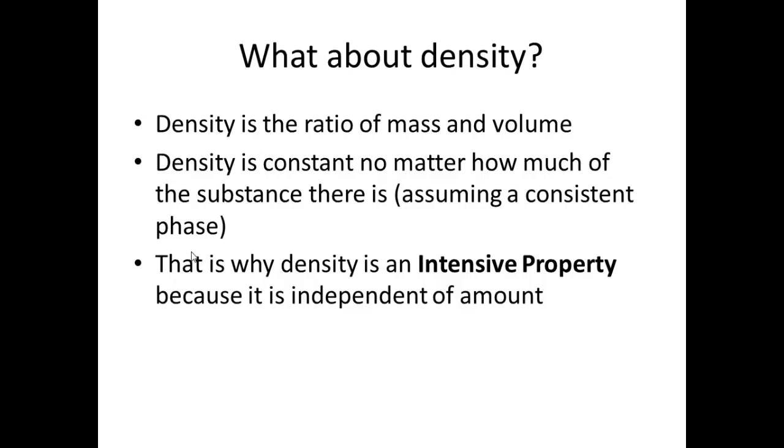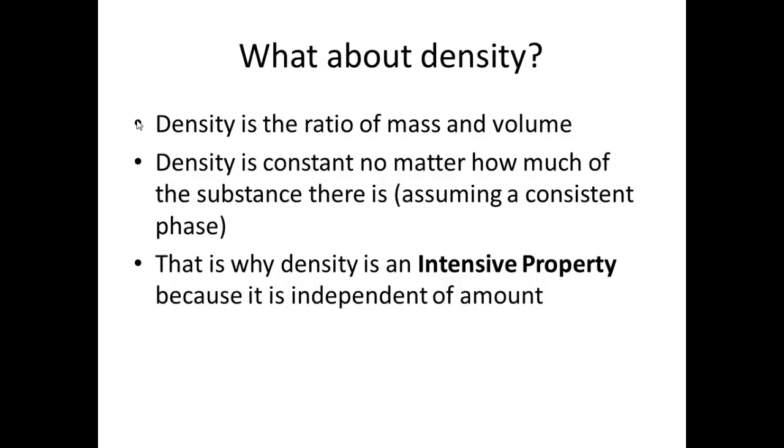Moving forward. Density, and this is what you want to write down. You want to write the first two bullets right there. Density is the ratio of mass to volume. Now, I know that you guys talked about ratios in algebra and geometry, so you guys should be very aware of what a ratio is. I'll explain it a little more. And density is constant no matter how much of a substance we have, assuming we have the same phase of matter in similar conditions. Okay?